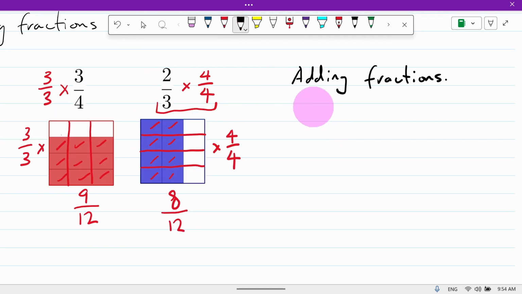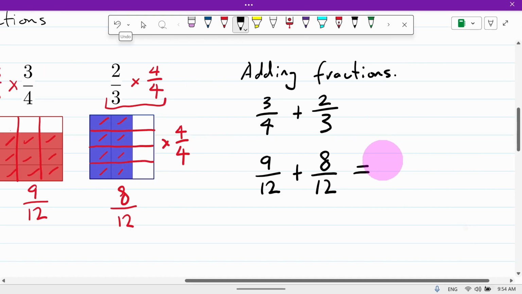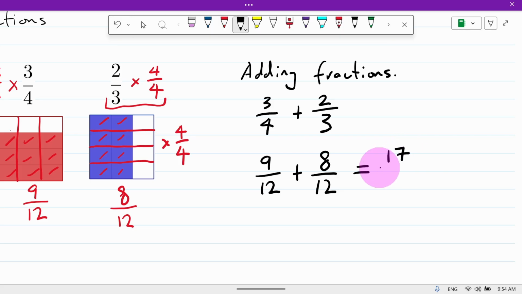Adding the fractions 3/4 plus 2/3. Because the denominators are different, we've transformed it to 9/12 plus 8/12. So the value is now 8 plus 9, which is 17 divided by 12.